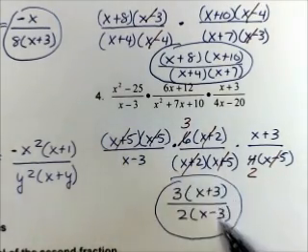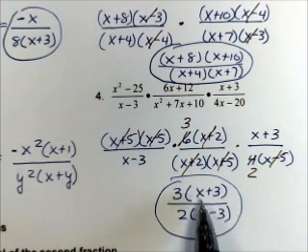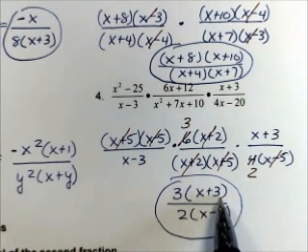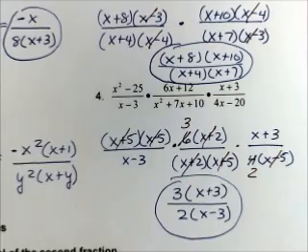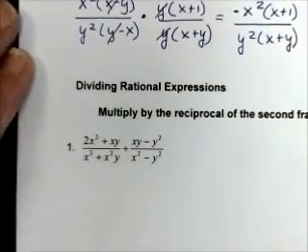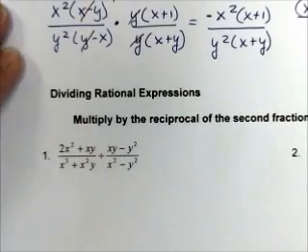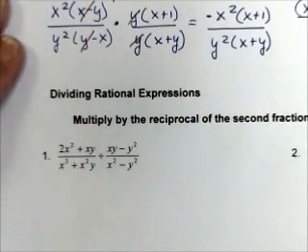Right? These are not opposites. If we had a 3 minus x in the numerator, they would be opposites. Okay, now with dividing, we're simply going to multiply by the reciprocal of the second fraction.